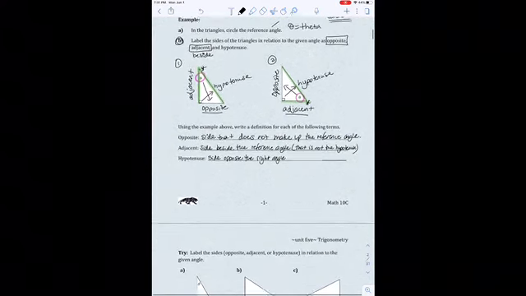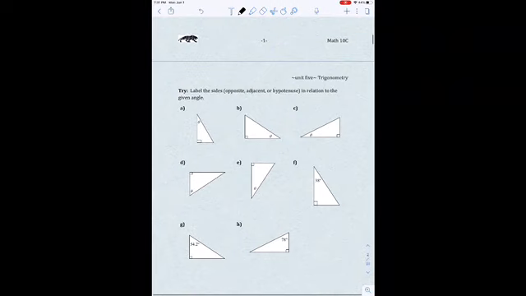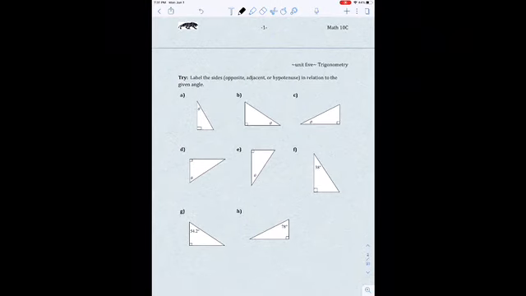So let's move on, and I want you guys to try. It says label the sides opposite, adjacent, and hypotenuse. And just to make it easy and quick, let's do O, A, and H in relation to the given angle. Okay, so have a look at the angles. If you want to, circle them, find your reference angle, and just label opposite, adjacent, and hypotenuse for each triangle.